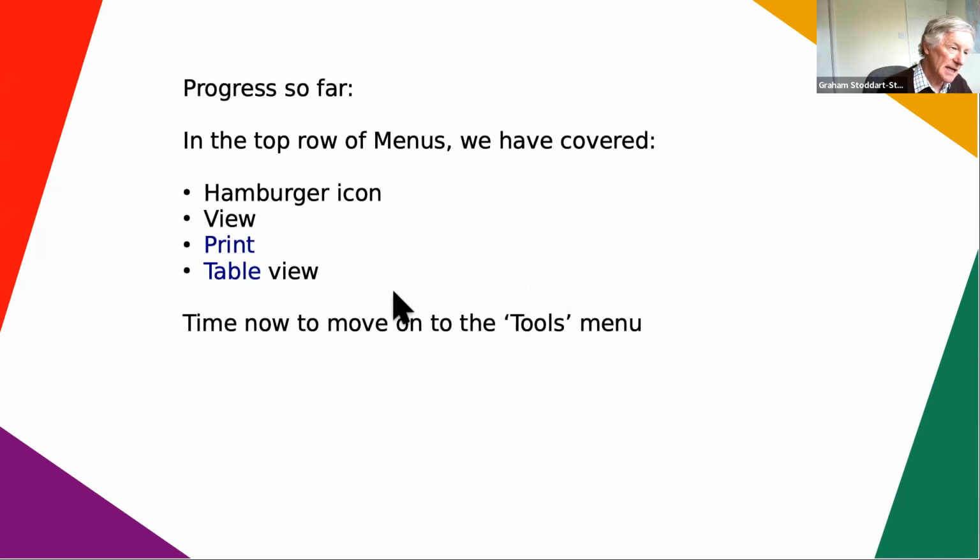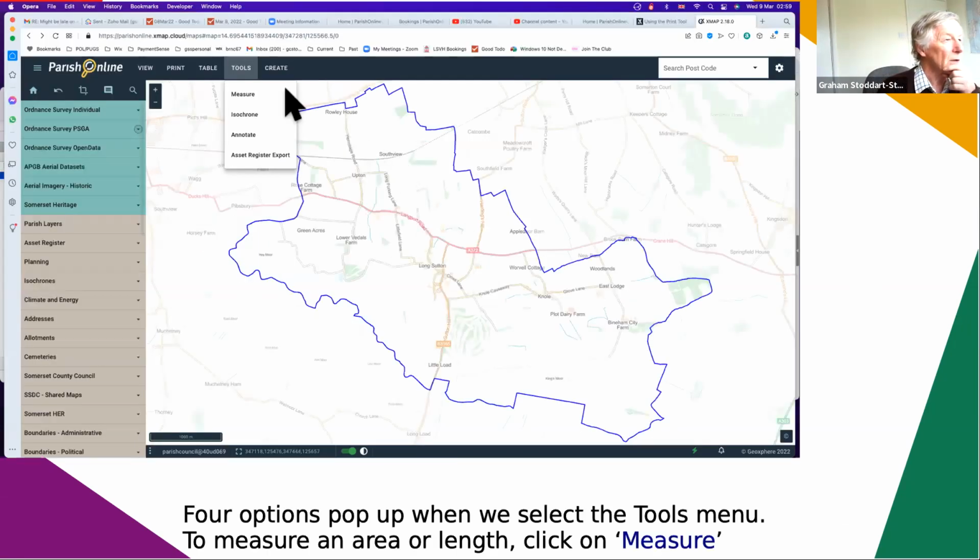So we've dusted down the table view, the print view, the view menu, and the hamburger menu. Next one is tools. So lots of choices under tools, four at the moment. The latest one is quite new. These things do change as time goes on, and people say, could we have this or could we have that? But tools gives you four options.